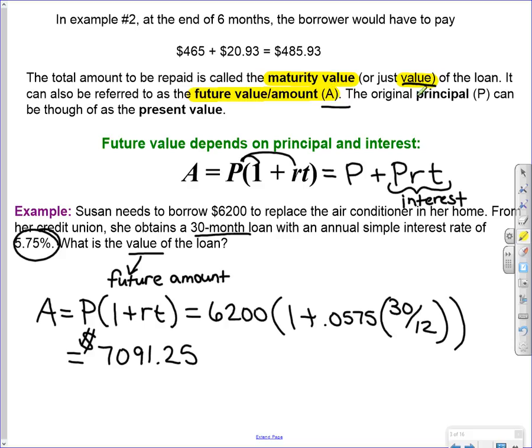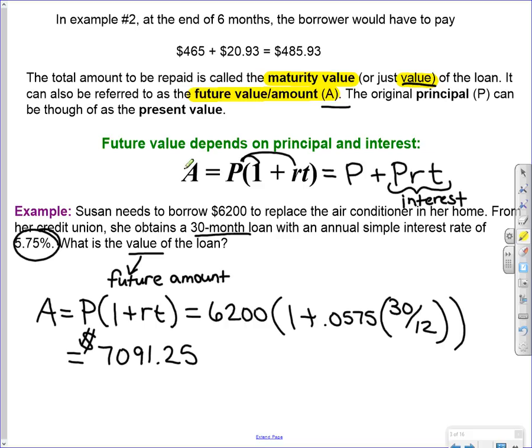The original principal can be thought of as the present value. So if you buy a house for $100,000, the present value of your loan is $100,000, right? But after you pay it off after 30 years, you may have ended up paying $190,000 for the house or something like that, depending on what your rate was and all that. And that would be the future value. So the future value depends on principal and interest.